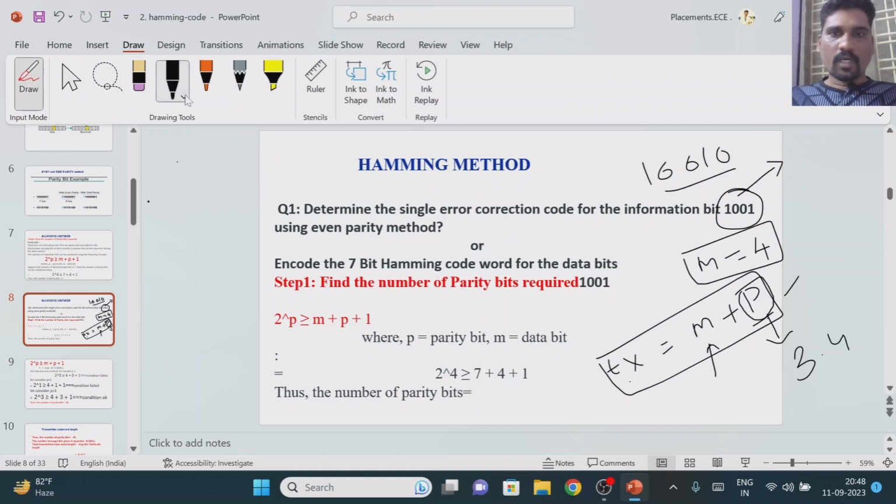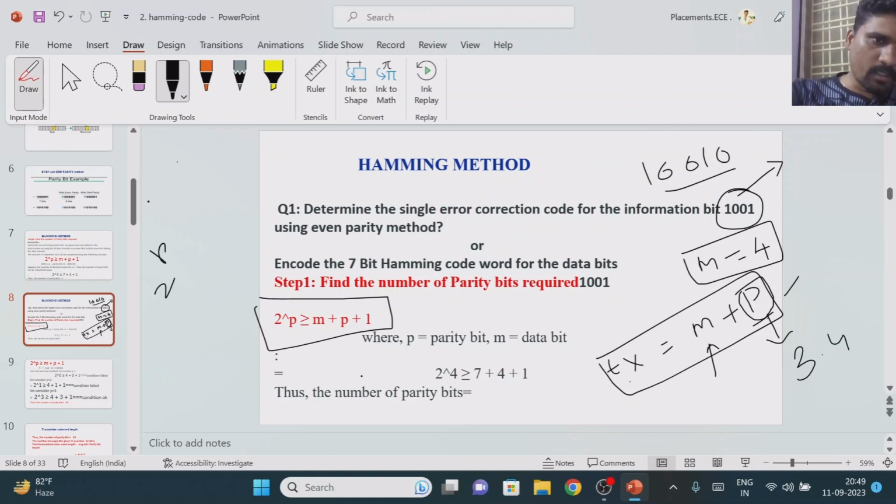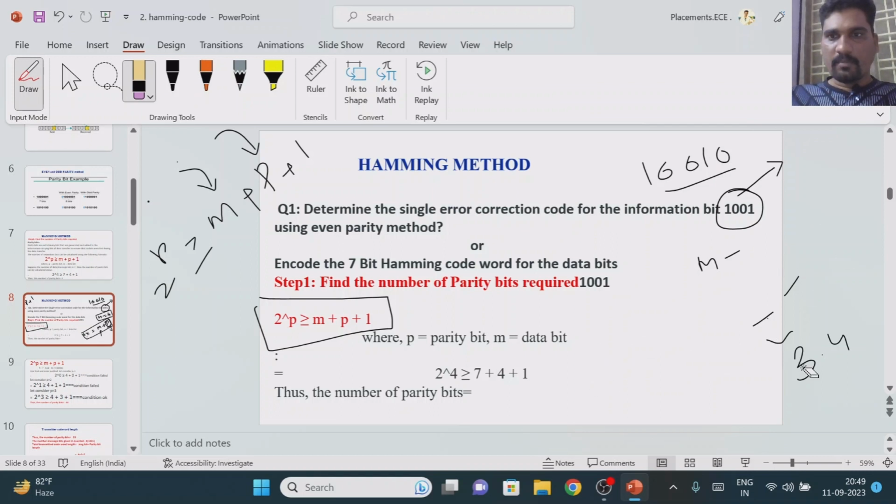Fine. Now we will try to find out the parity bit values. To find out the parity bit value, the formula is 2 power p greater than or equal to m plus p plus 1, right? Where m is the message bit value and p is the parity bit value. By substituting the parity value in this formula, we can identify how many extra bits are to be added, nothing but the parity bit value.